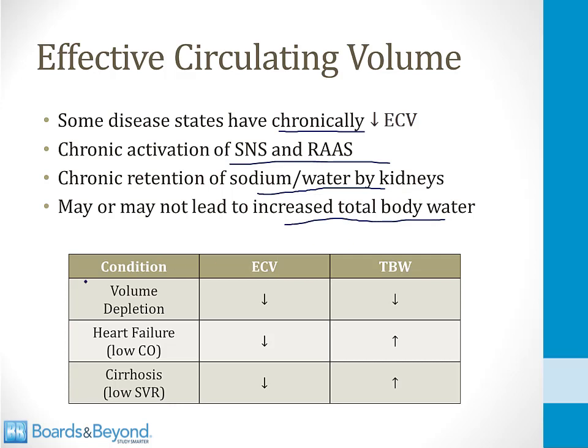To understand this better, let's look at the chart as shown on the screen here. These are the three classic pathologic conditions in which the effective circulating volume is chronically low. They are volume depletion, heart failure, and cirrhosis, and let's go through them one at a time.